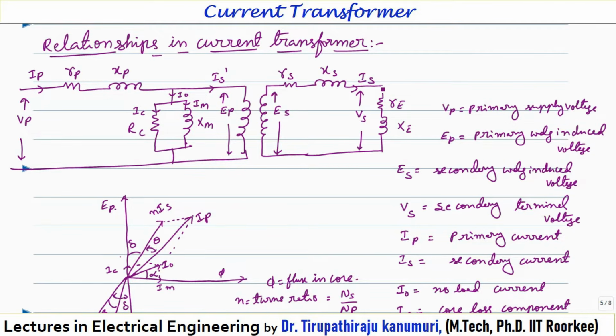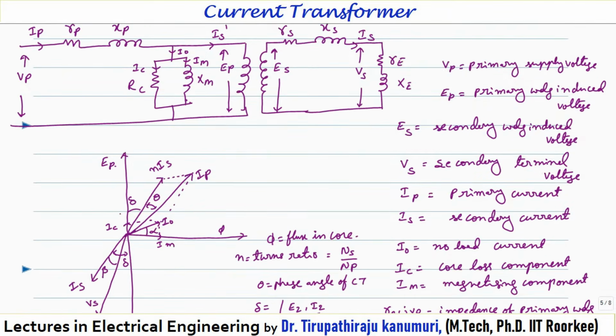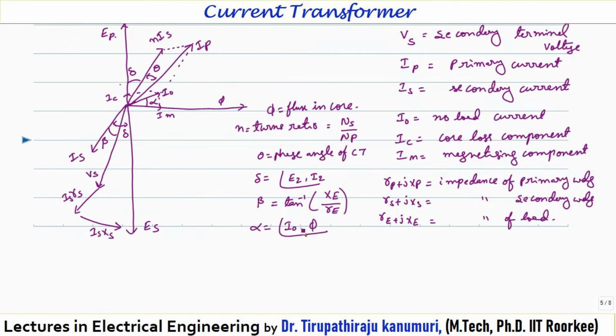So this is called the load power factor angle. That load power factor angle depends on the load impedance. That means it will be tan inverse of Xe by Re, so that I have represented here. Beta is tan inverse of Xe by Re, and delta is the angle between E2 and I2.